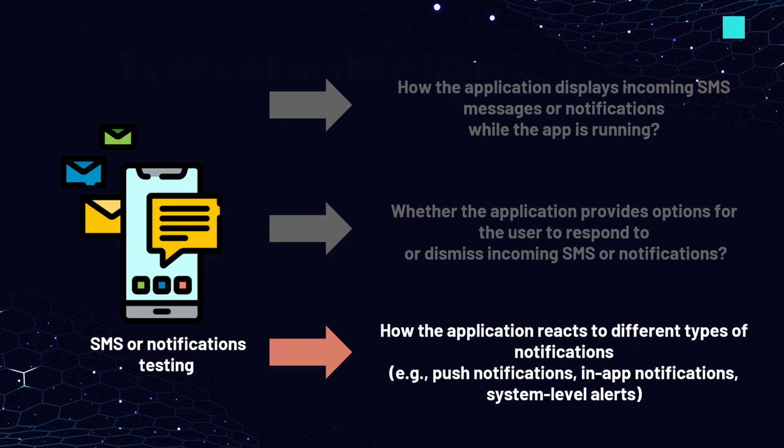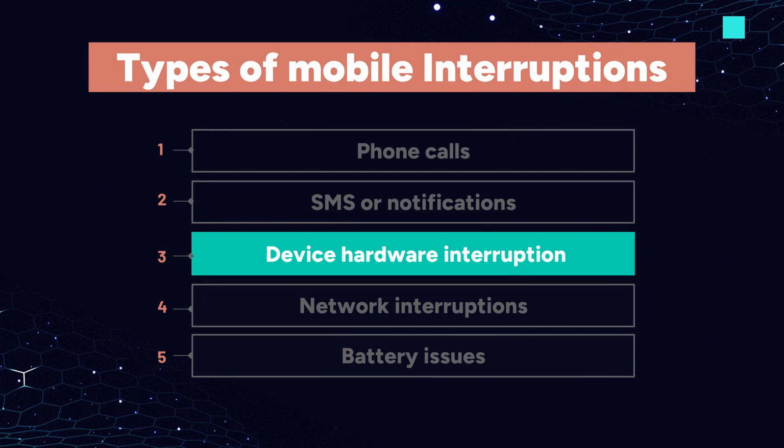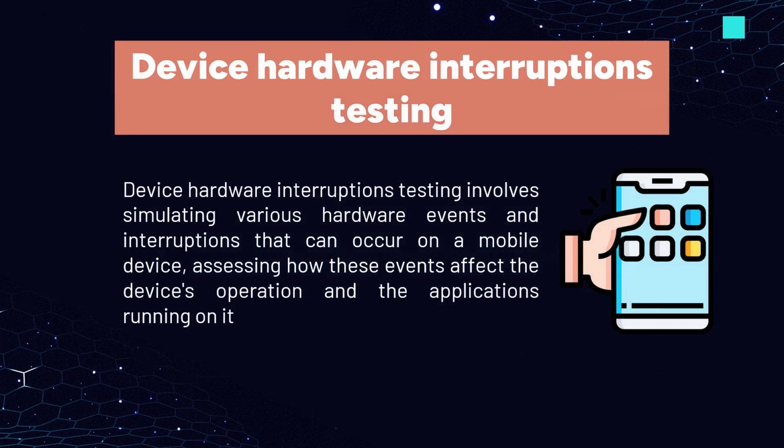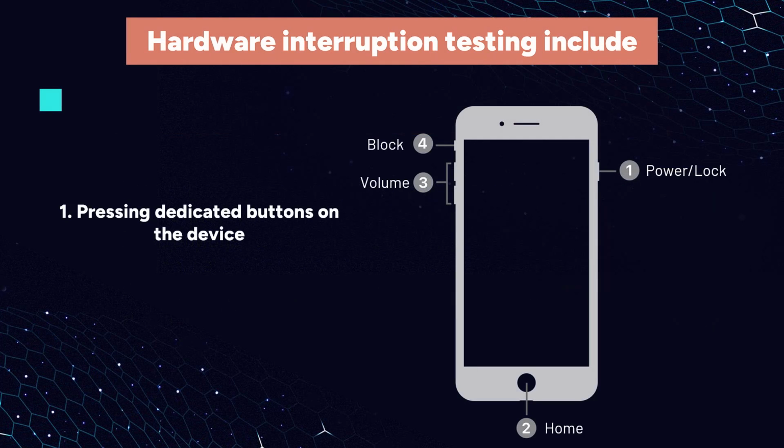The next type of interruption is device hardware interruption testing. Device hardware interruption testing involves simulating various hardware events and interruptions that can occur on a mobile device, assessing how these events affect the device's operation and the applications running on it. The common scenarios and aspects tested in device hardware interruption testing include: 1.